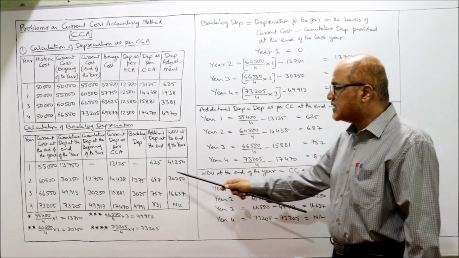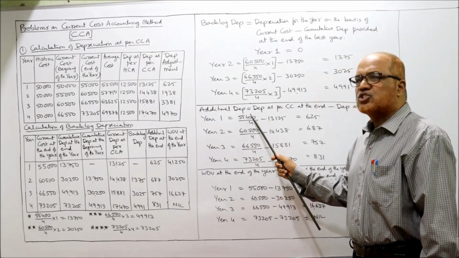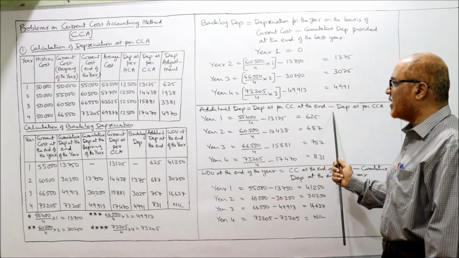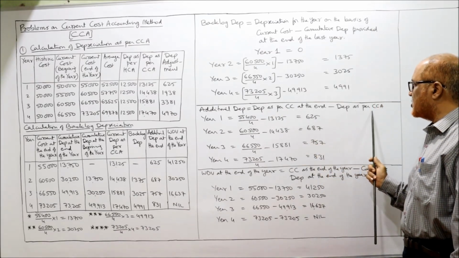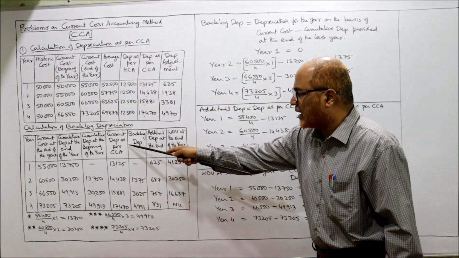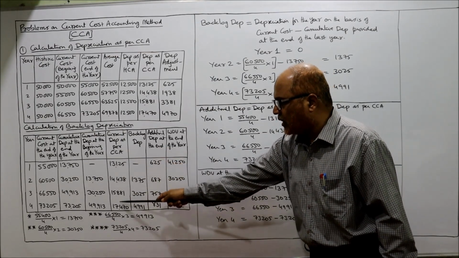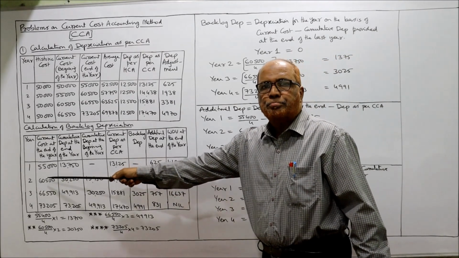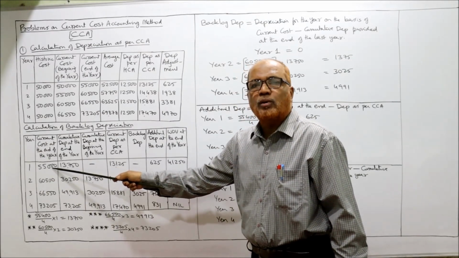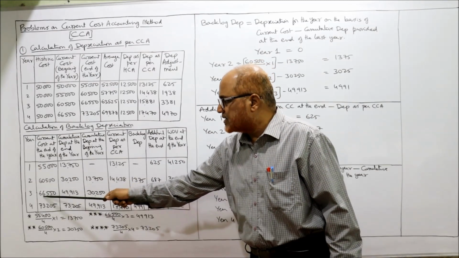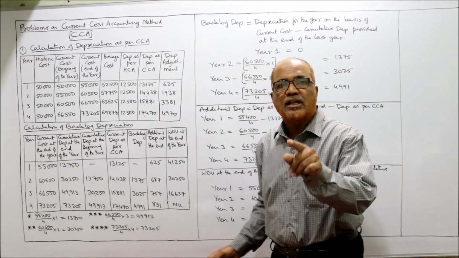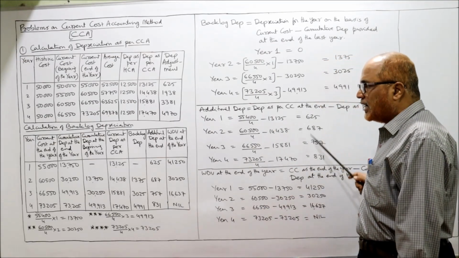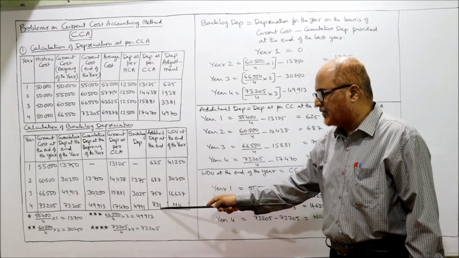Here I have calculated. Next thing is additional depreciation. The formula for additional depreciation: depreciation as per current cost at the end minus depreciation as per CCA. Depreciation as per CCA already you have calculated here, for first year, second year, third year, fourth year. Now depreciation as per current cost. Current cost is here, so divide by 4. 55,000 divided by 4, 60,500 divided by 4, 66,550 divided by 4, 73,205 divided by 4. This is the current cost depreciation. So current cost depreciation minus depreciation as per CCA will get the additional depreciation: 625, 687, 757, 831.